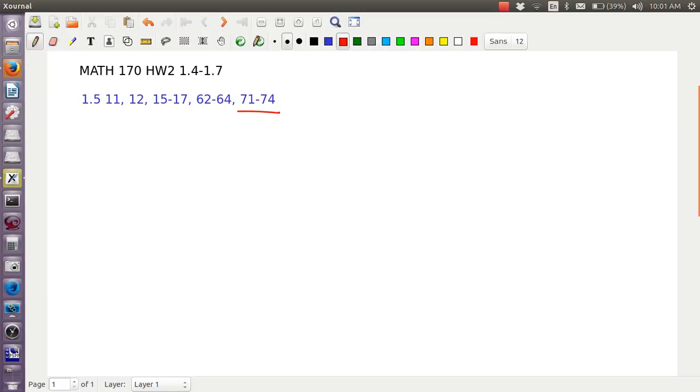Okay, so this is the 71 through 74 range. I want to see what's going on there with those questions. You're supposed to tell me if the functions here have even symmetry, odd symmetry, or neither. So what does that mean? Even symmetry is very similar to odd symmetry, but it's opposite, so you'll see what that means.